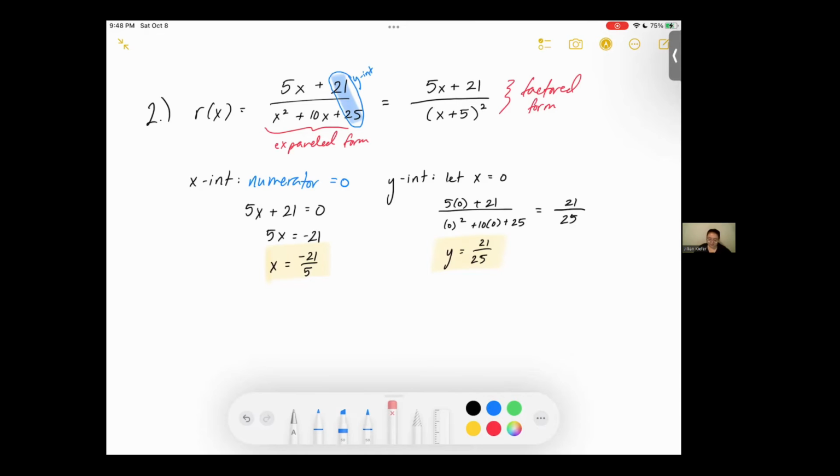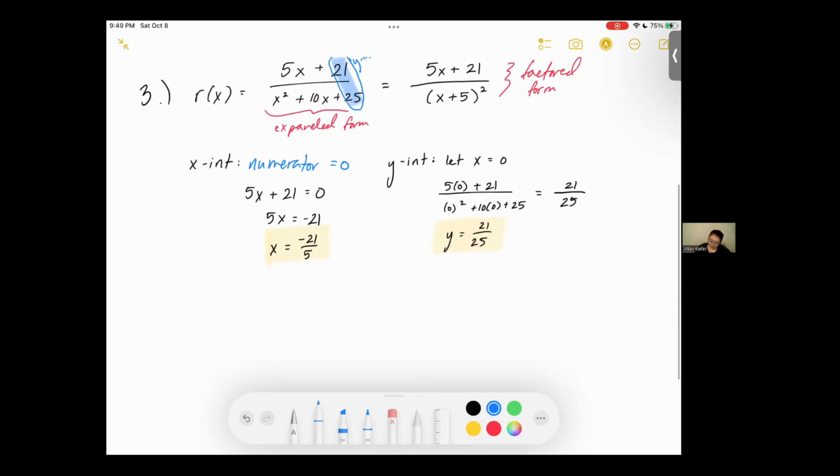I also just realized that this says problem 2. This should have been problem 3. There we go. Not problem 2. But anyhow, quick way to find the y-intercept. You can do that as well instead of plugging in 0. You'll still get the right answer either way. That's up to you. So, all right, we found the x-intercept and the y-intercept, which is great. Now our next step is the vertical asymptote.